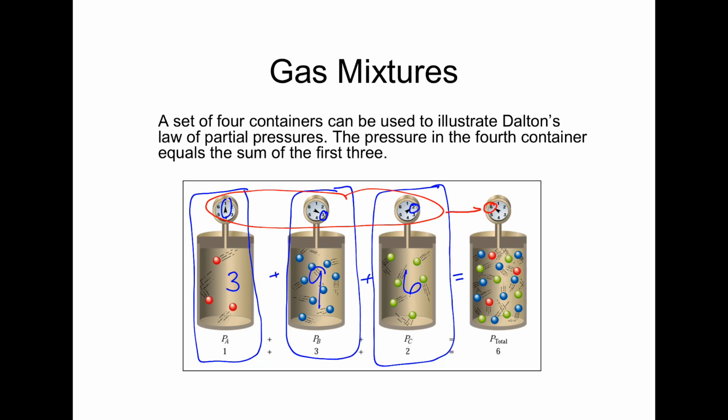And also, the moles are additive. Okay? So if we add those up, there should be 18. And that's 1, 2, 3, 4, 5, 6, 7, 8, 9, 10, 11, 12, 13, 14, 15, 16, 17, 18. There are 18 in that container. So pressure 1 plus pressure 2 plus pressure 3, and this could be true for as many gases as we had, would be equal to the total pressure. And then the moles is also additive.